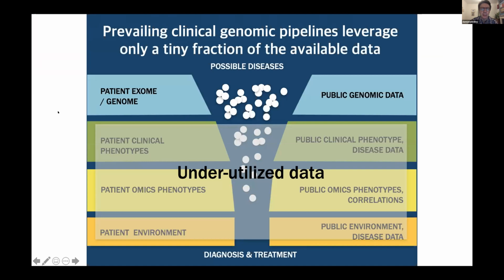The idea of this is that, rather than just using genomic data to come up with a single variant diagnosis for a patient and hopefully some potential treatment, we want to bring in underutilized data on the patient's phenotypes, and eventually go into other omics technology and environmental data. So these are future aspirations.